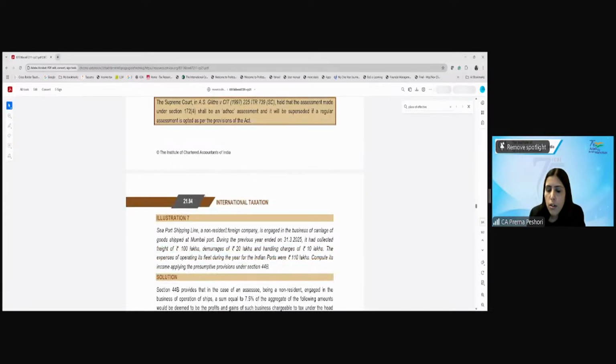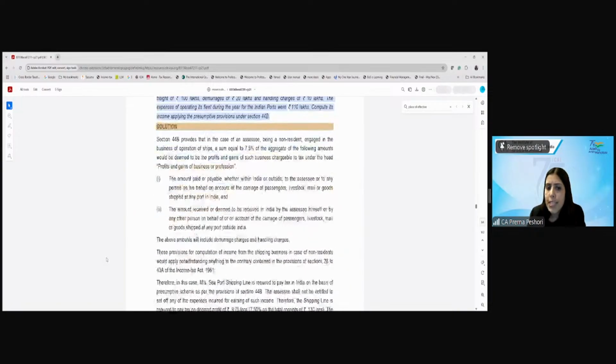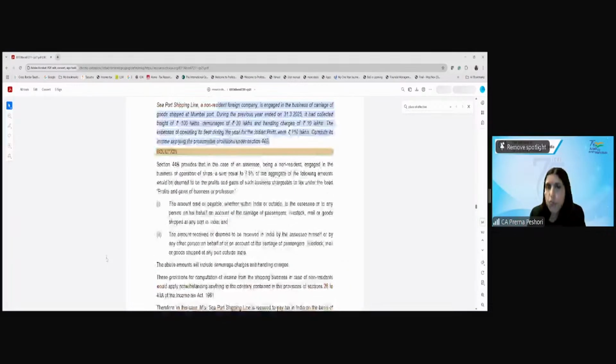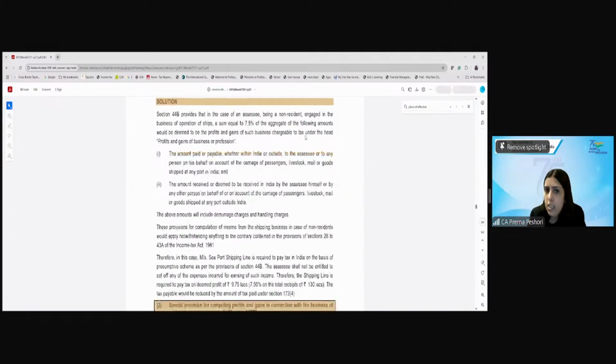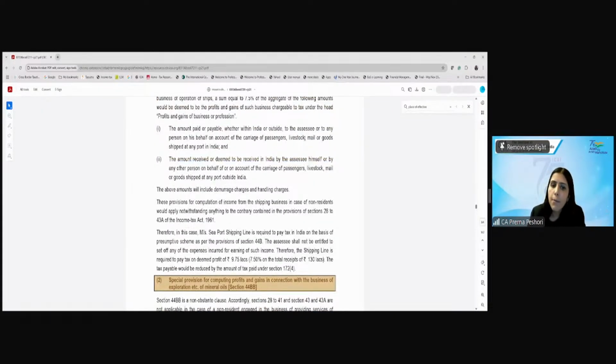Seaport shipping line, a non-resident foreign company, is engaged in the business of carriage of goods shipped at Mumbai port. During the year, it collected freight of 100 lakhs, demurrage of 20 lakhs and handling charges of 10 lakhs. The expenses of operating its fleet were 110 lakhs. Compute its income under 44B. You will take 7.5% of the total receipts, which is 100 plus 20 plus 10, which is 130 lakhs. And on that, you will pay the tax as applicable to a foreign company. Are we clear? So that is about 44B.